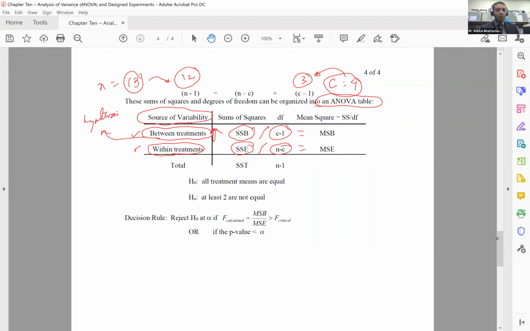And then eventually you get an F value or an F test. F stands for Fisher.